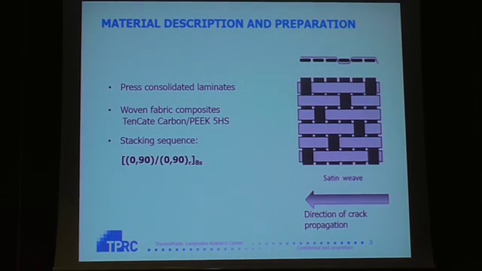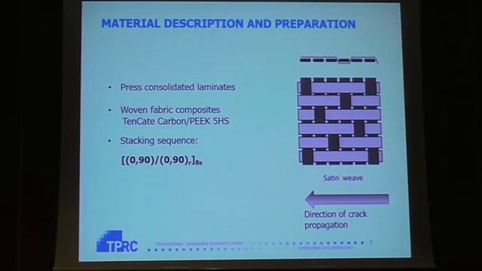So what is the material in which we are interested? It's a thermoplastic composite, mainly carbon PEEK. In this case it's a woven fabric, five-harness. And the stacking sequence that we use in particular for this test is that one. The direction of crack propagation in which we were interested was with the crack propagating in the same direction as the main direction of the fibers.